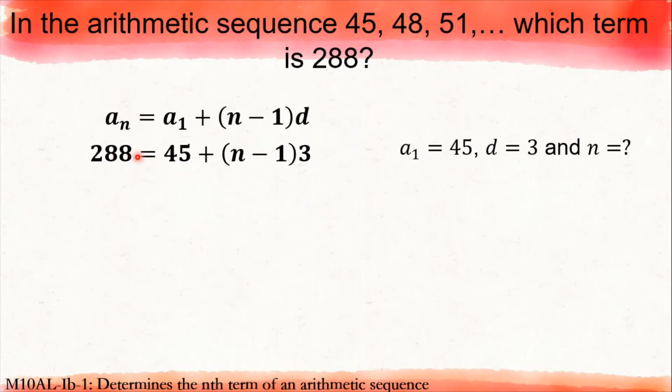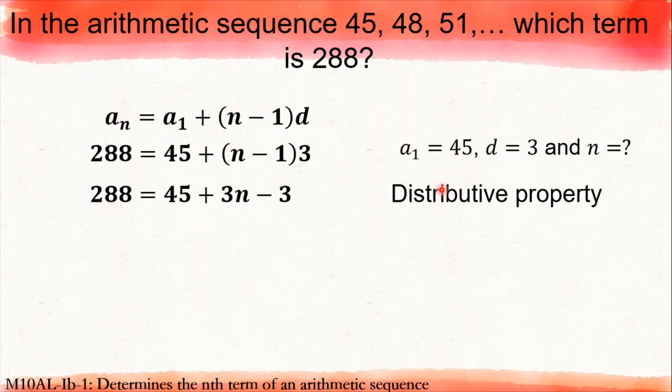Okay, so we have 288 equals first term 45 plus n nawawala. So, as is na n yan. Minus 1 times 3. Now, and then we need to solve for n. So, in this case, we are going to apply the distributive property. So, we have 288 equals 45 plus. So, para ma-multiply natin to apply the distributive property, 3 times n is 3n. 3 times negative 1 is negative 3.